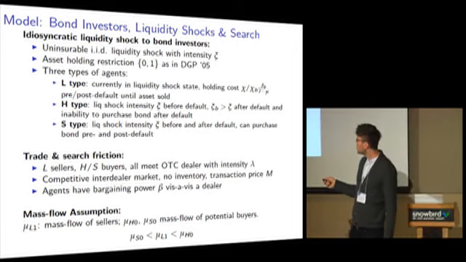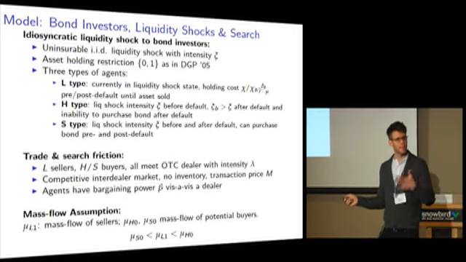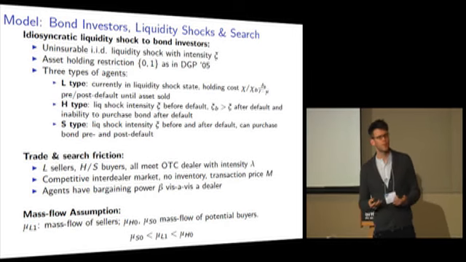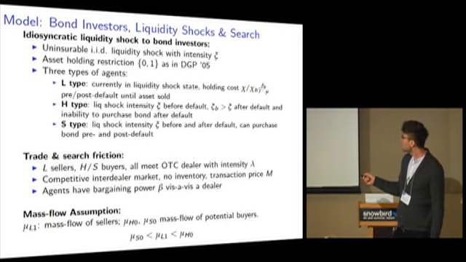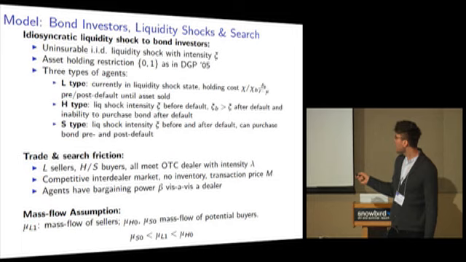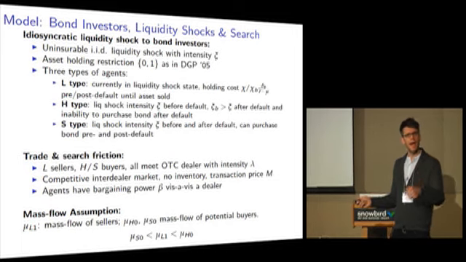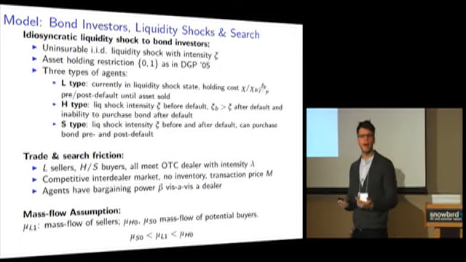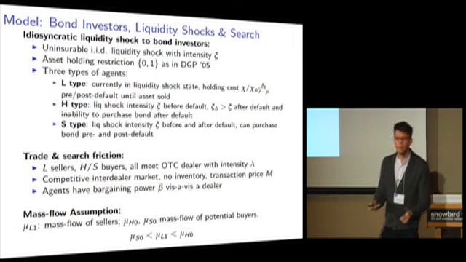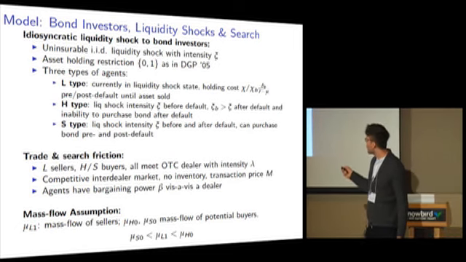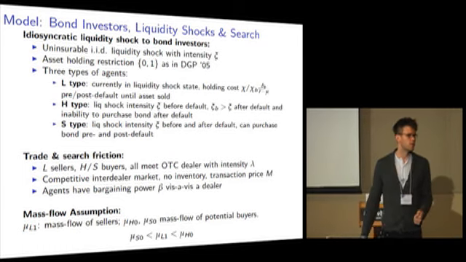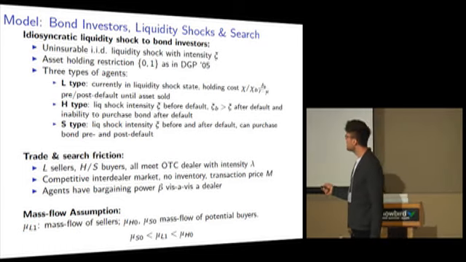There's two guys who can become liquidity shocked. There's an H type, it's a normal institutional investor, say a bond market fund or something like that. So they have a liquidity shock intensity before default of psi, and after default, this liquidity shock intensity goes up. And additionally, they're not allowed to buy any bonds. So you can think of these guys as being banned from holding defaulted bonds. And the psi_b here is kind of proxying for the probability that they have to sell these bonds once they go into default. Okay?